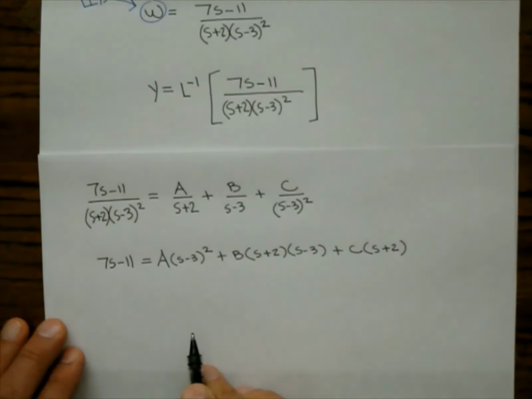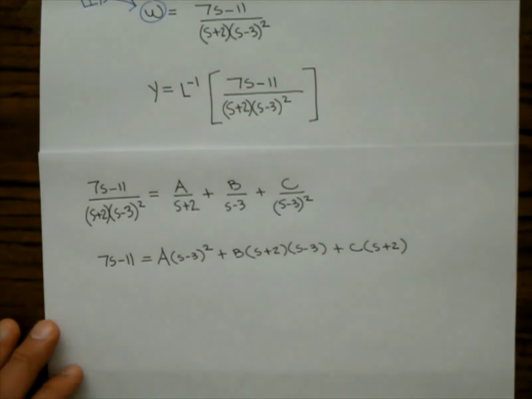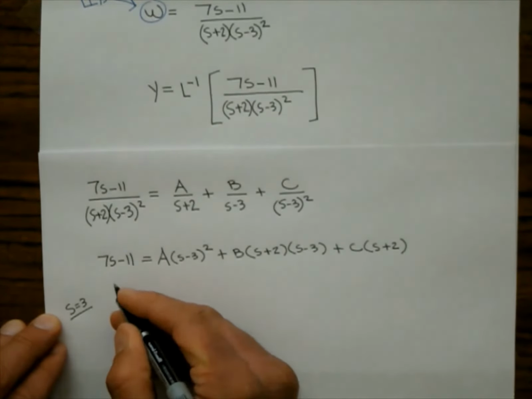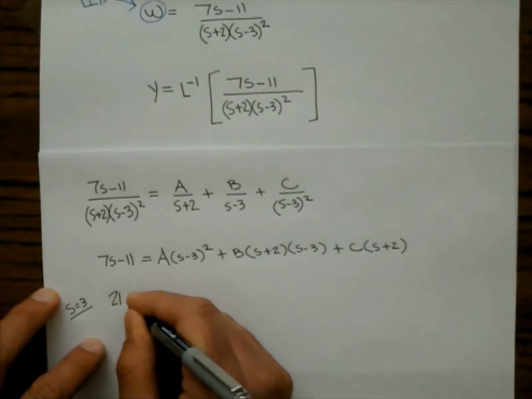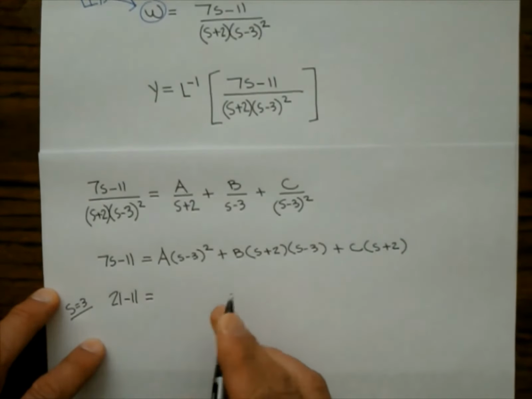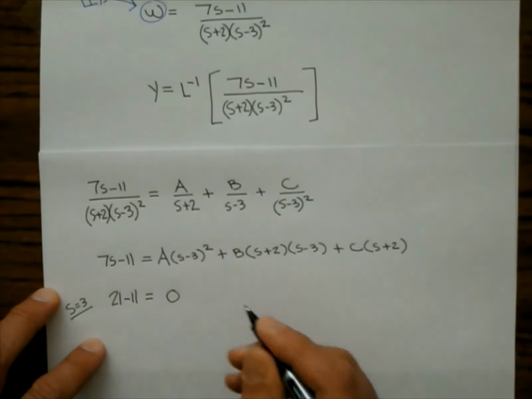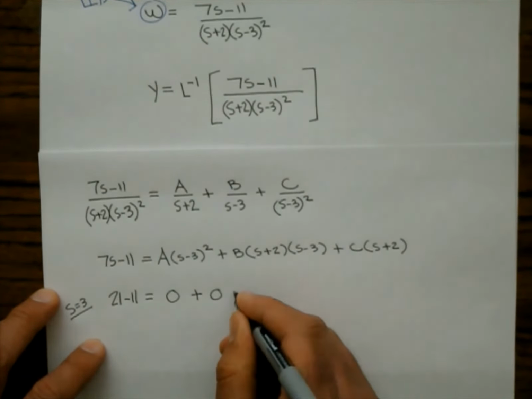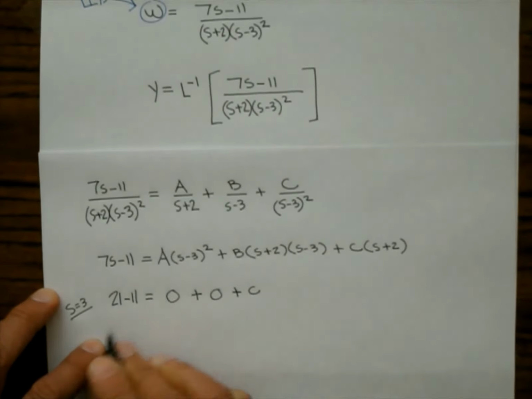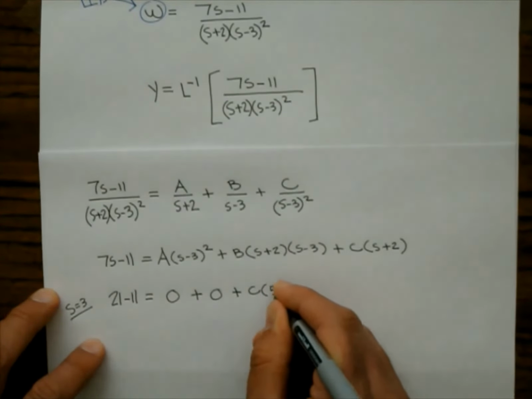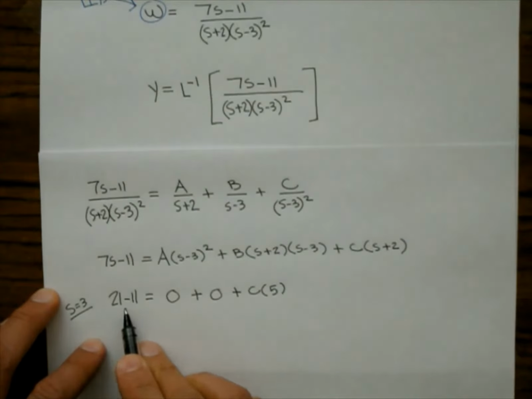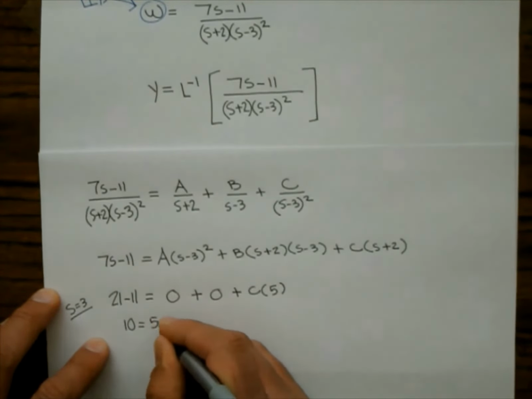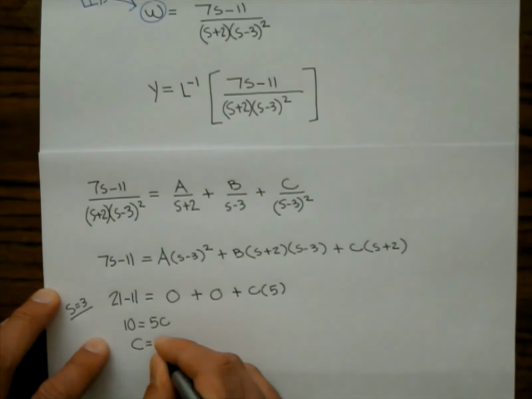Okay, now I'm going to go ahead and chip away at this by letting s equal certain values. I'll let s equal 3. And this is going to give me 21 minus 11 equals, well, this first guy is dead, and the second guy is dead as well. The third guy is actually going to give me the c value. Watch this. So this is c times 5. 21 minus 11 is 10. 10 equals 5c, so we know that c equals 2.